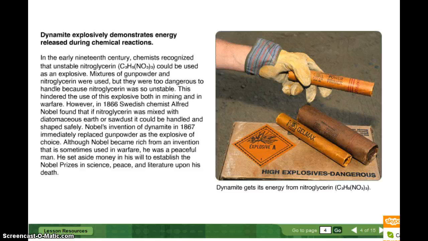However, in 1866, Swedish chemist Alfred Nobel found that if nitroglycerin was mixed with diatomaceous earth or sawdust, it could be handled and shaped safely. Nobel's invention of dynamite in 1867 immediately replaced gunpowder as the explosive of choice. Although Nobel became rich from an invention that is sometimes used in warfare, he was a peaceful man. He set aside money in his will to establish the Nobel Prizes in science, peace, and literature upon his death.